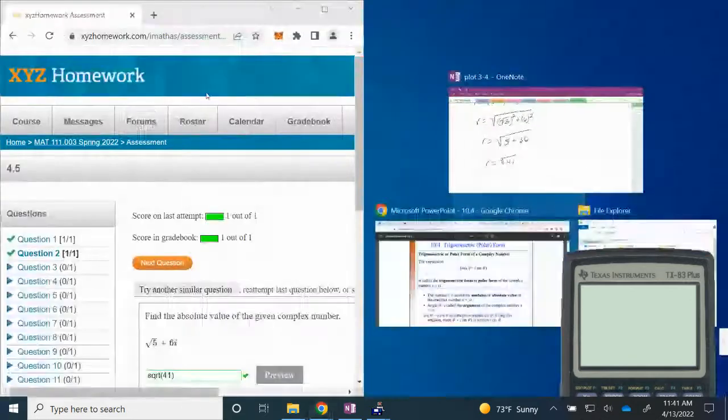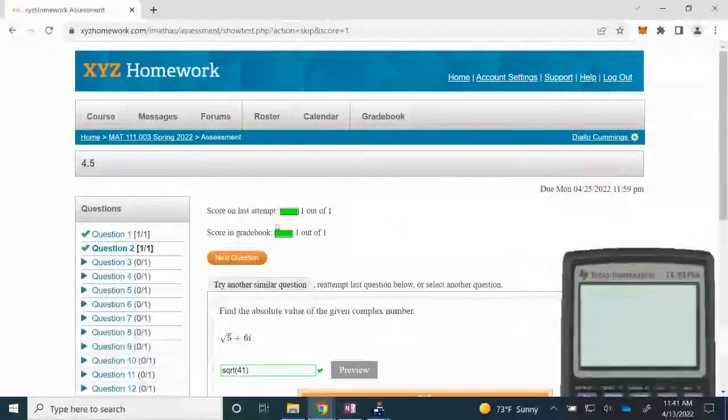All right, so again, you all can't see that. So that is the square root of 41. All right.